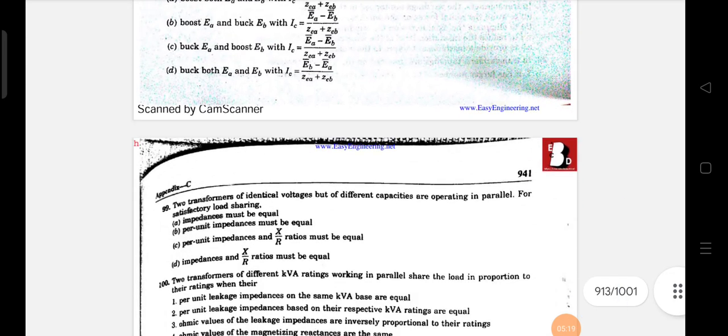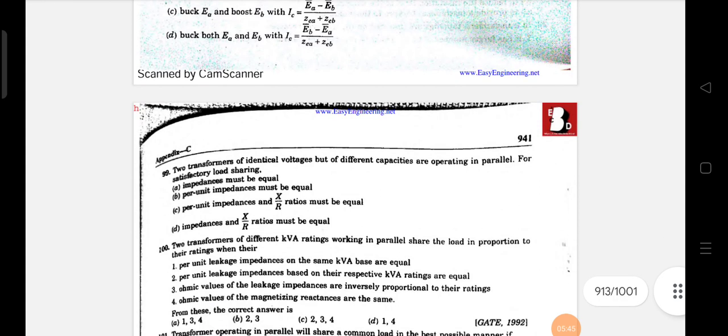Next, 99th question. Two transformers of identical voltages but of different capacities are operating in parallel. For satisfactory load sharing, the per unit impedance and X by R ratio of two transformers should be equal. Okay, the next important condition: when two transformers are connected in parallel, the polarities of the two transformers should be the same, the voltage regulation should be the same, the voltage ratio should be the same, and the X by R ratio should be the same. Remember this point.